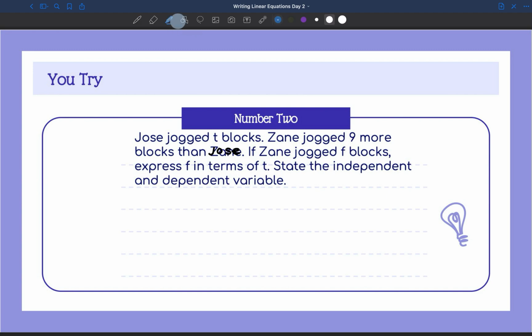So looking at this information, we're going to highlight all of our key details. The first one is Jose jogged T blocks, and Zane jogged 9 more blocks than Jose. So however many blocks Jose jogged, Zane jogged 9 more. And the last one is if Zane jogged F blocks, express F in terms of T. Well, it gave us F in terms of T, so we know it's going to be F equals, well, for T, Jose jogged T blocks and Zane jogged 9 more. So we have to add 9. And this would be our linear equation.